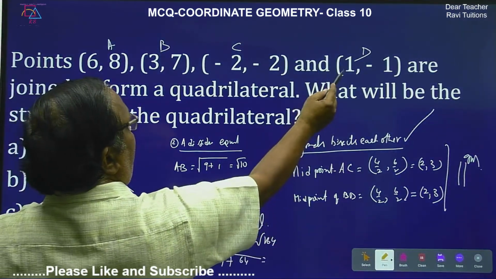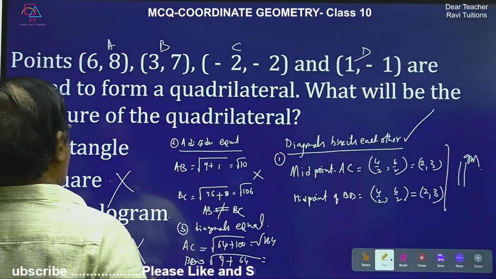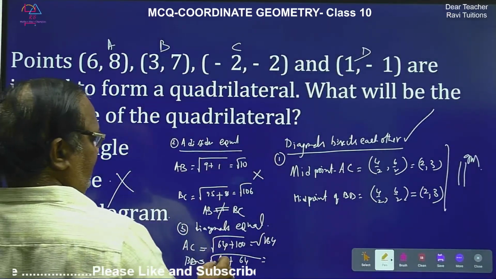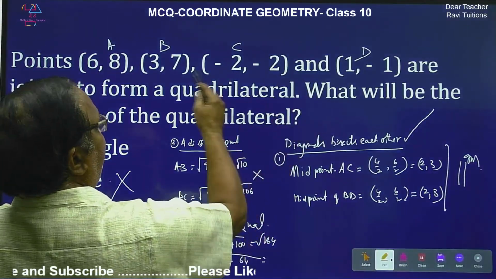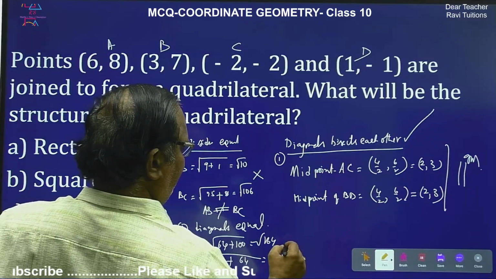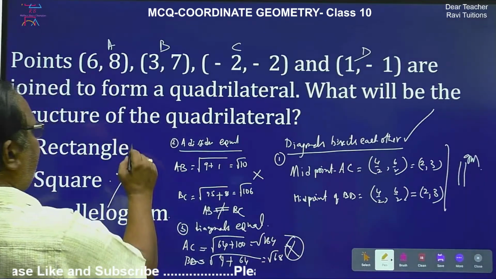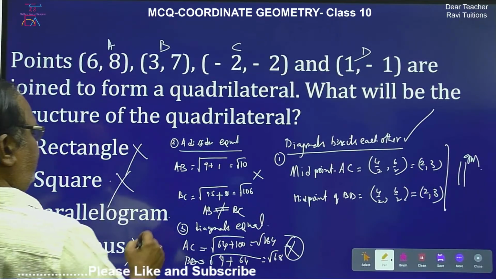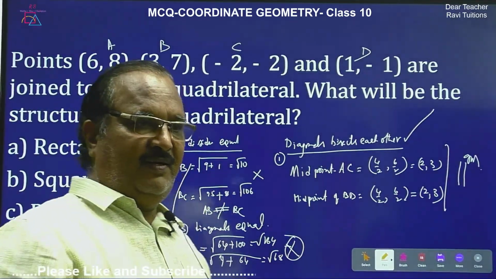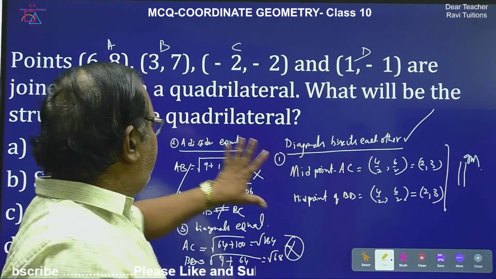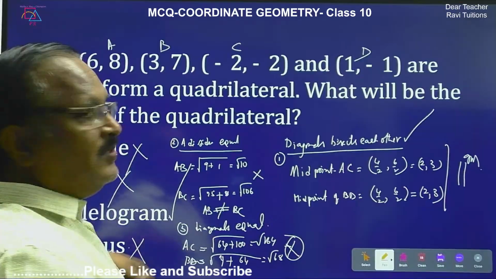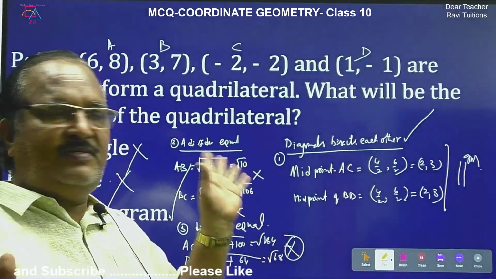Let me check again. 1 minus 3, right? 1 minus 3 is minus 2, whole square is 4. Minus 1 minus 7 is minus 8, 64. 64 plus this one, 68. So diagonals are not equal. Therefore it is not a rectangle. So therefore it is only a parallelogram. So that means you have to do 3 steps, 2 points. This question is a little bit comprehensive and bigger.